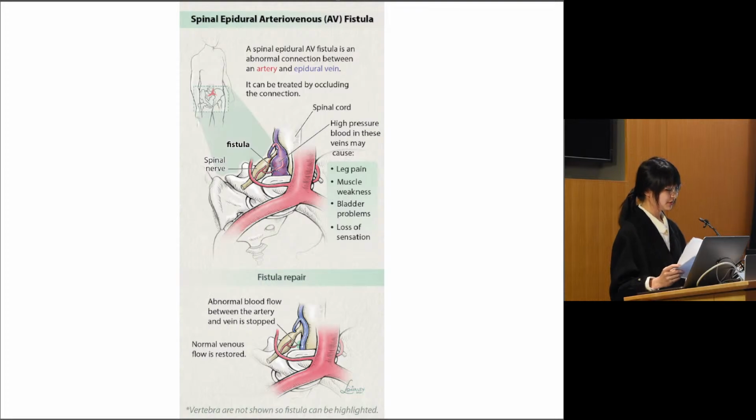A spinal epidural AV fistula is an abnormal connection between arteries and veins in the epidural space that may cause damage to the spinal cord when high-pressure arterial blood enters spinal veins. In this patient education piece, the fistula is shown in purple, characterized by the swollen venous structure. In this case, the fistula is located at the L5 level ventrally.